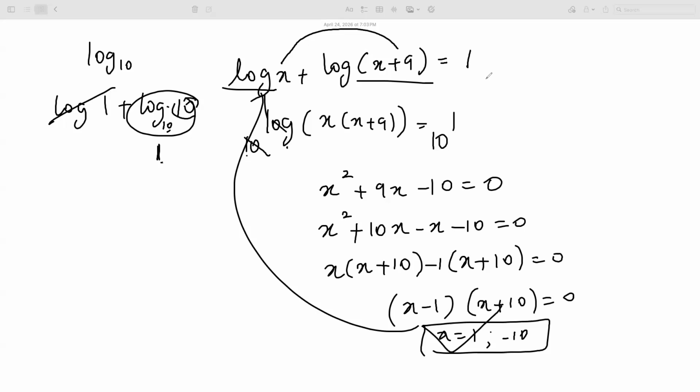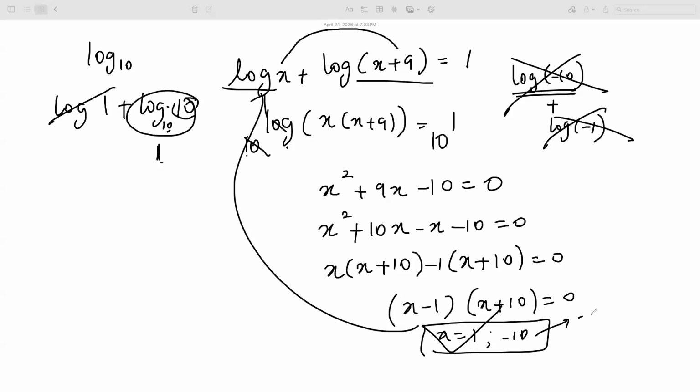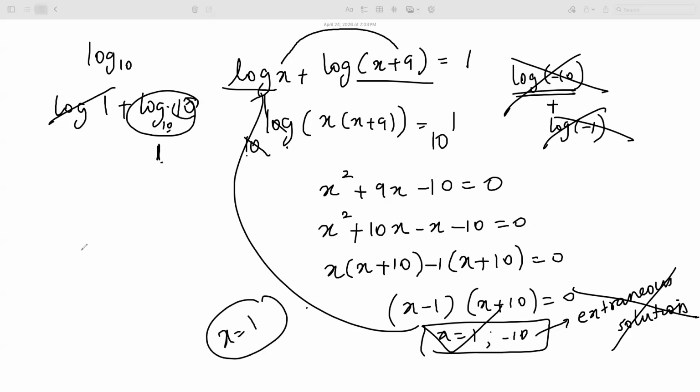However, if you substitute minus 10, you will end up with log of minus 10 plus log of minus 1. Both are logs of negative numbers, which is invalid. So this is termed as an extraneous solution. So you can invalidate that extraneous solution. The only solution is x equal to 1.